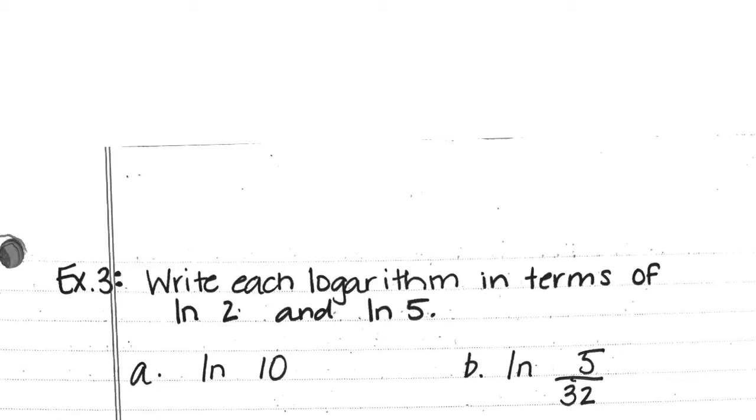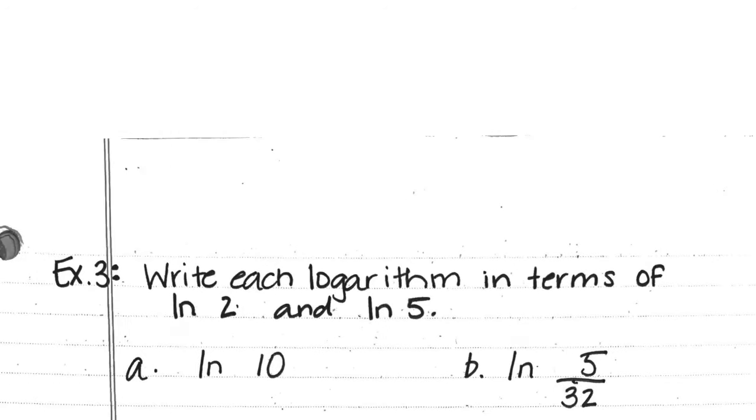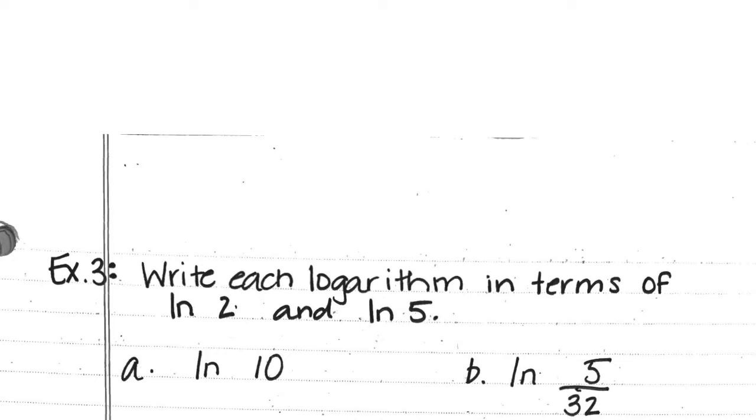Right, Precalc, so we're learning how to deal with logarithms, and we're going to write each logarithm in terms of the natural logarithm of 2 and of 5. So let's look at this first one right here, the ln of 10, the natural logarithm of 10. I know that if I multiply 2 and 5, I'll get 10. So for A, I could write the ln of 2 plus the ln of 5, and I have done what they asked. I've written the logarithm in terms of ln 2 and ln 5.